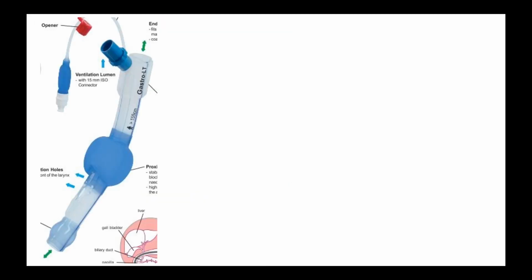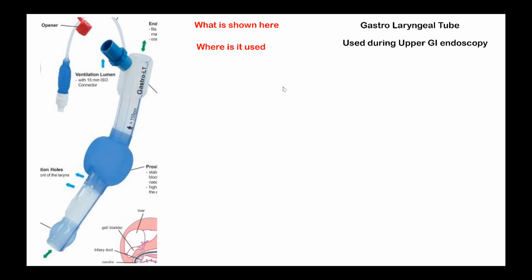This one. What is shown here? You had a chance to see this in your endoscopy suites. No, sir. So here you can see the name written. It's a gastro-laryngeal tube. Okay, so this is called gastro LT, and it is used during endoscopy.